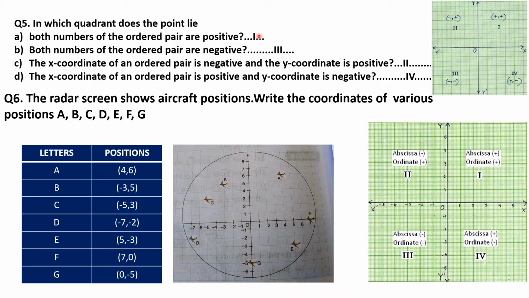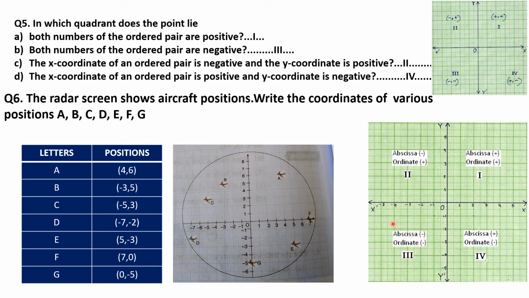Now, from this graph, you have to find in which quadrant the point lies. Both the numbers of the ordered pair are positive. So always you should draw a graph like this in your rough column. First quadrant, second, third and fourth, it always lies in the anti-clockwise direction. So both x and y are positive means it is lying in the first quadrant. Next, both the numbers of the ordered pair are negative. Both are negative in the third quadrant. They may also ask, instead of writing both are negative, they may also say abscissa is negative and ordinate is negative. So in this way also they may give you the question.